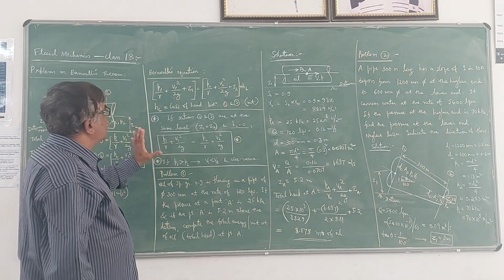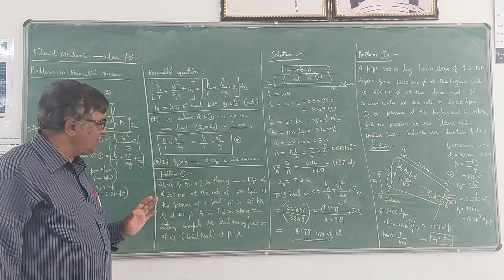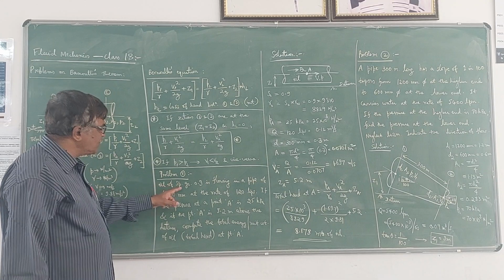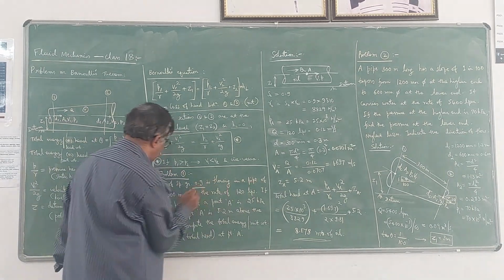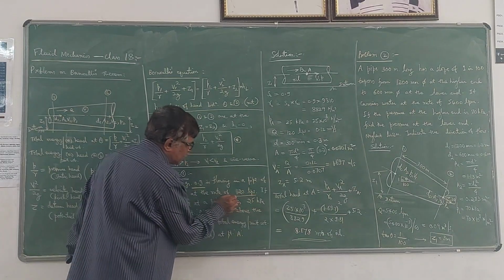Now, this is about Bernoulli's theorem. Now, I will discuss two problems here. Problem 1 states like this: oil of specific gravity 0.9 is flowing in a pipe of 300 mm diameter at the rate of 120 liters per second.